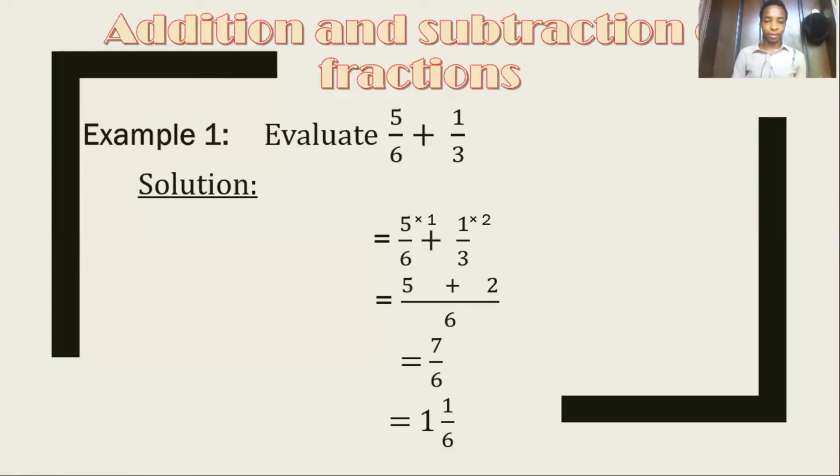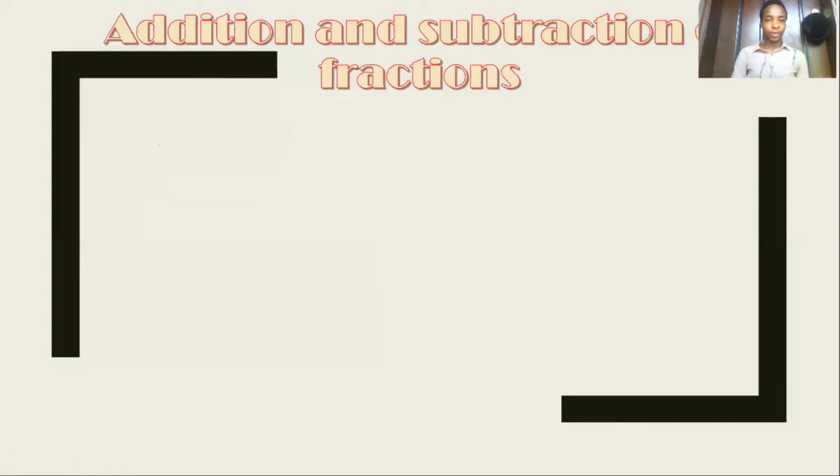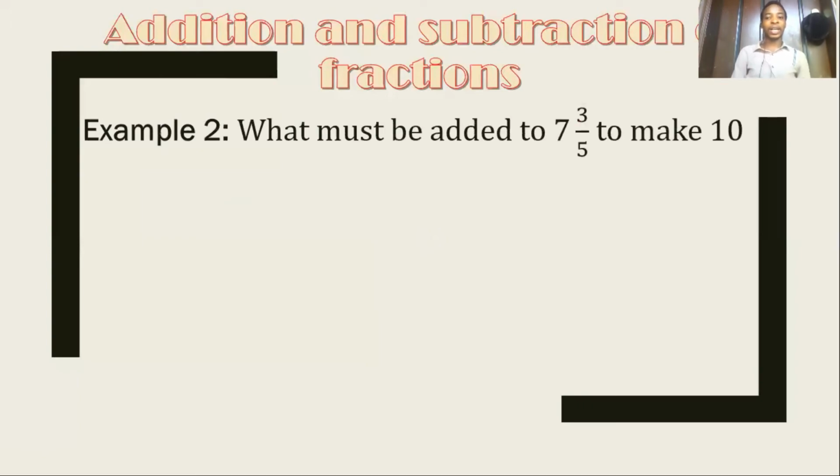Very simple. Okay, example 2. The question is, what must be added to 7 whole number 3 over 5 to make 10? Now, how do I solve this? Very simple. When they say what must be added, let me address that first. When they say what must be added, they do not mean you to add 7 whole number 3 over 5 plus 10. That would be very wrong.